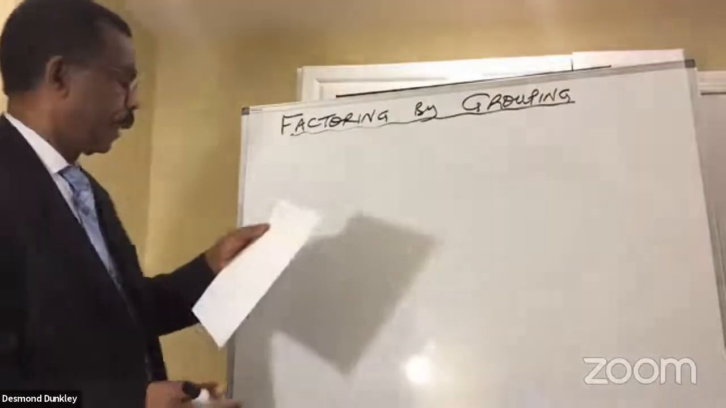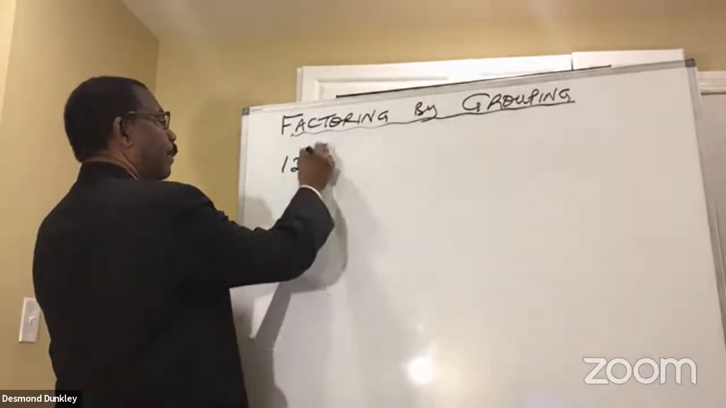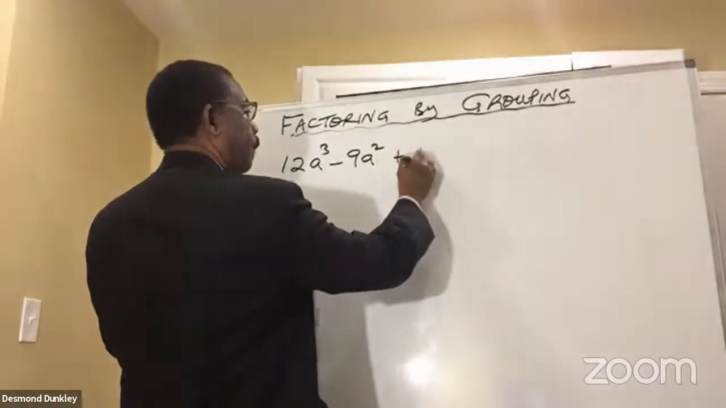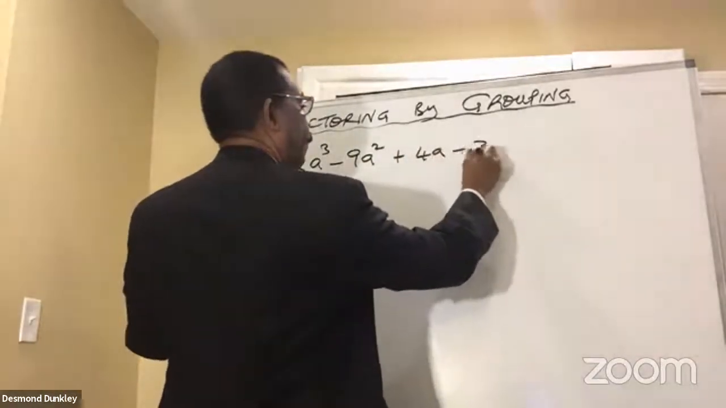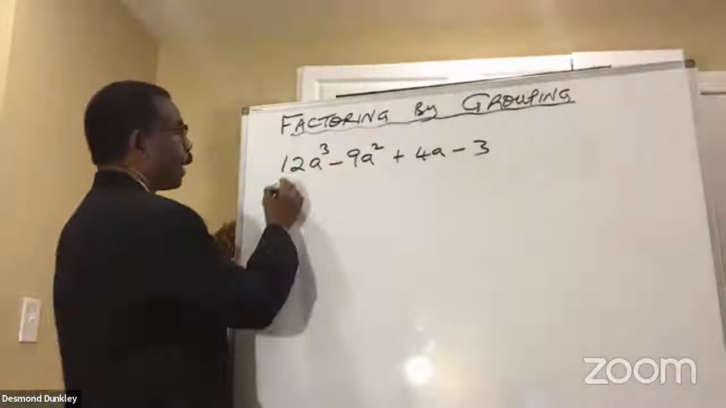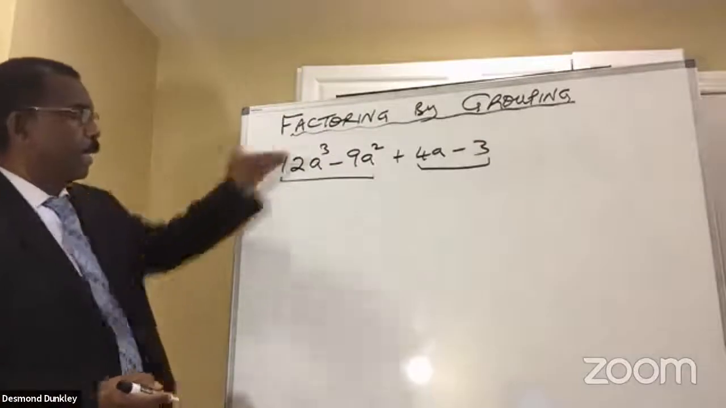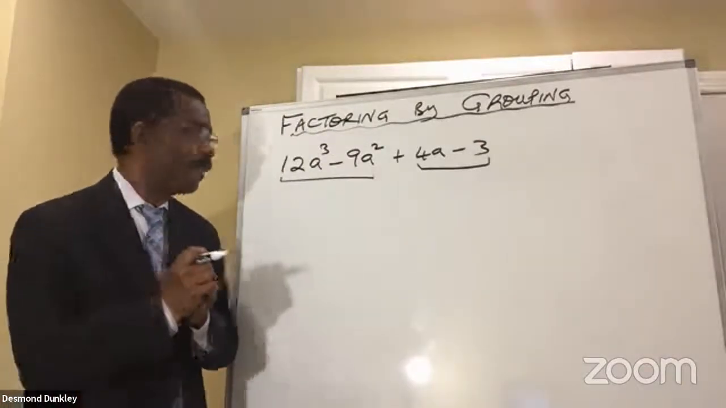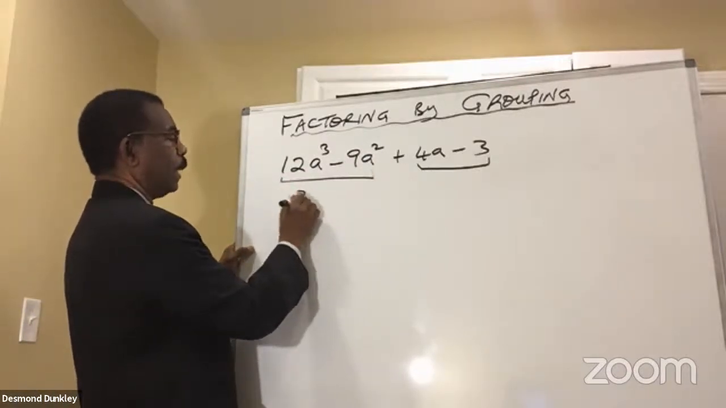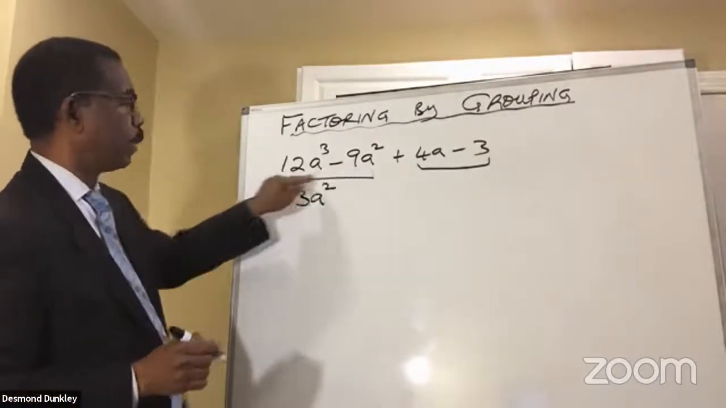So by grouping, for example, 12a to the third minus 9a squared plus 4a minus 3. How can you factor that? Well, let's try and put these two groups together. That's one group and that's another group. And then factor them and see if anything comes out nicely. When I look at this, what is common? I see a 3a squared. I can factor out a 3a squared out of these two.